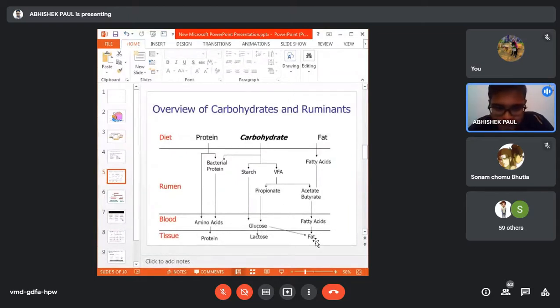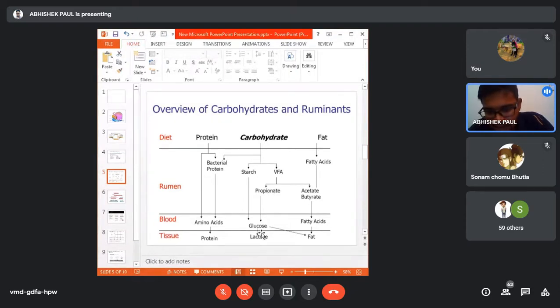And on this side is propionate. Propionate is a precursor of glucose, and in the mammary gland, or udder, it is the major source of lactose. Lactose is the milk sugar. So where is this lactose coming from? This lactose is coming from propionate.